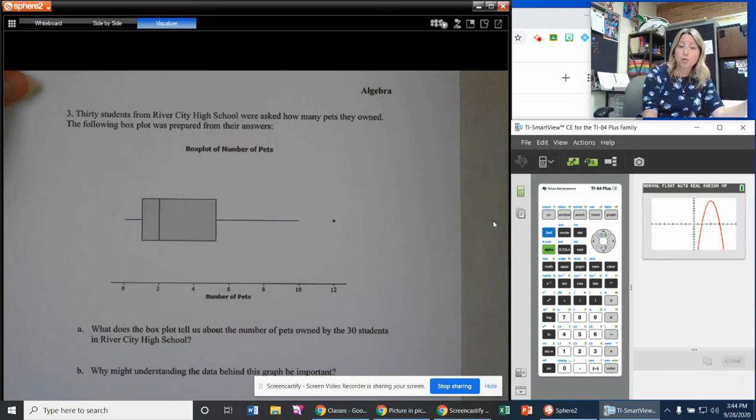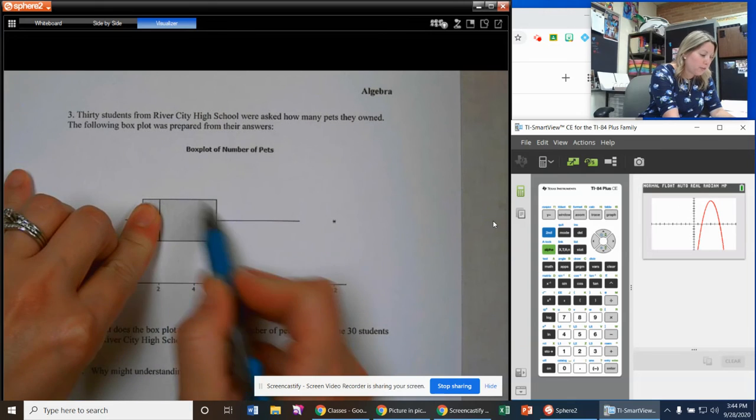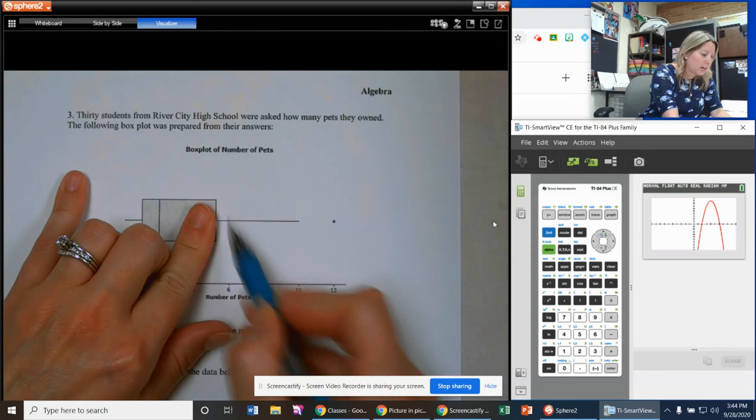Now, before you take your minute to analyze, let me remind you, because this might be the first time you're looking at a box plot, that a box plot divides your data into quarters. So it divides it into 1/4 of the data here, 1/4 of the data here, 1/4 of the data here, 1/4 of the data here.